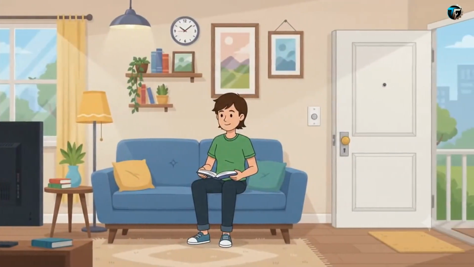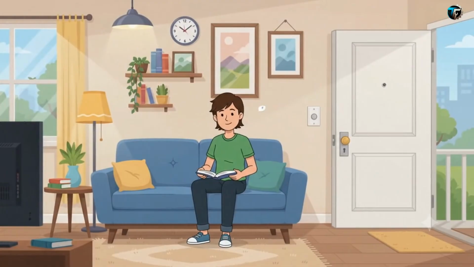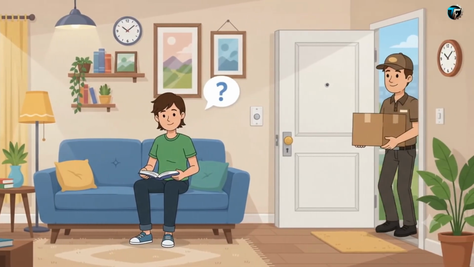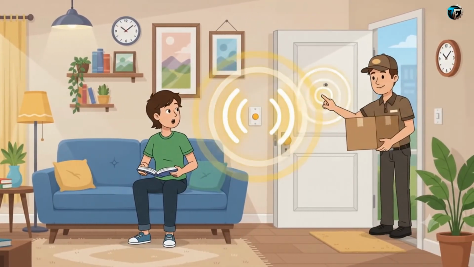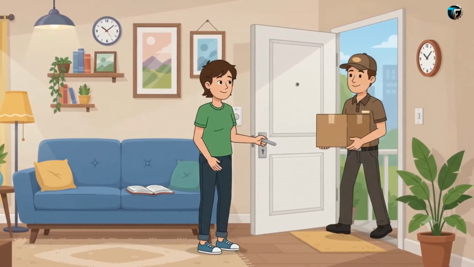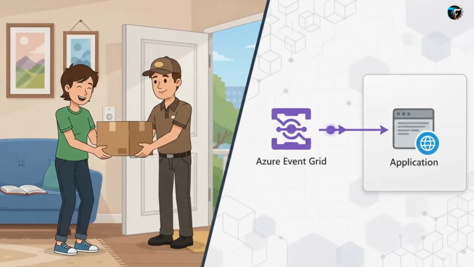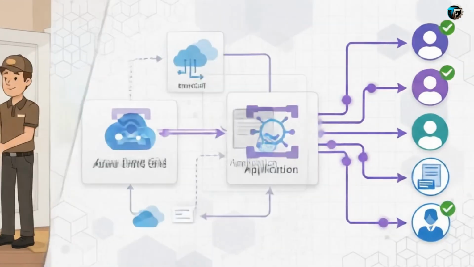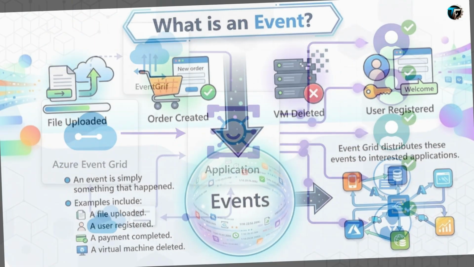Imagine waiting for a parcel. You don't open your door every minute to check. The courier rings the doorbell. Only then do you respond. Azure Event Grid works exactly like that. It notifies applications only when something happens.